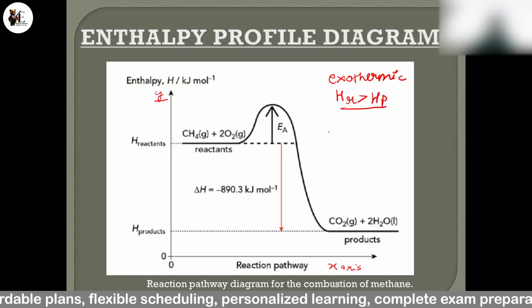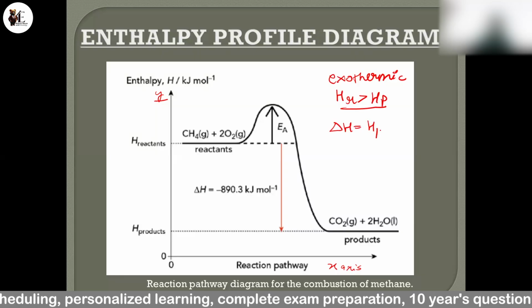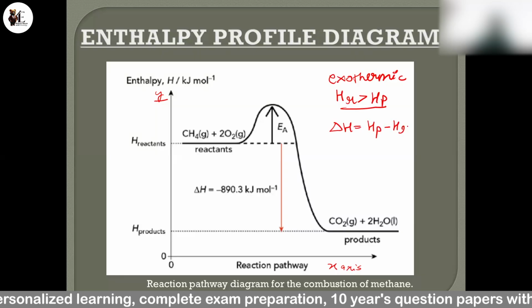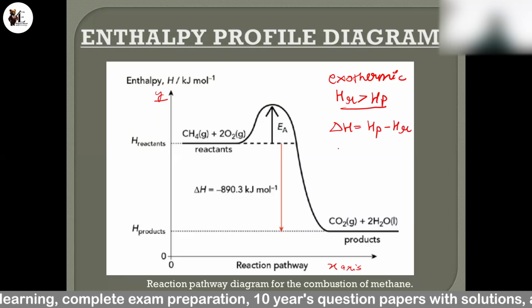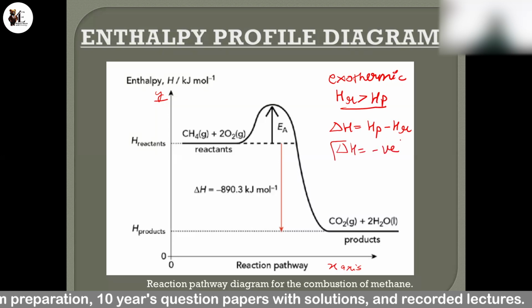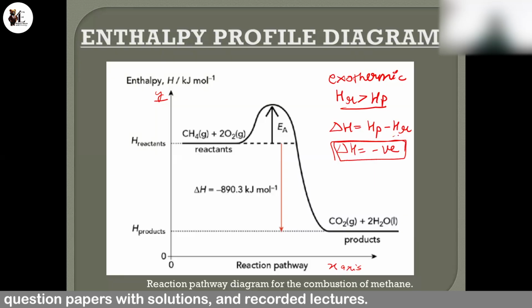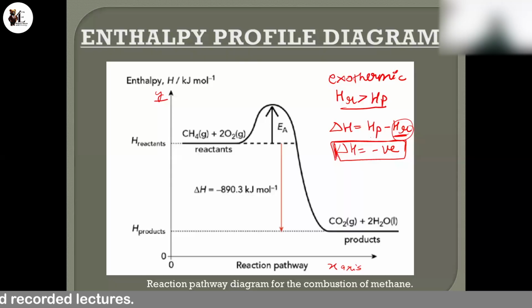Okay, so how to remember this? Because we know that enthalpy change is equal to enthalpy of products minus enthalpy of reactants, right? And the value of delta H for an exothermic reaction is always negative. So this equation comes negative only when your enthalpy of reactant is greater than enthalpy of product. So you can remember it by this, that in exothermic reactions, enthalpy change is always negative.